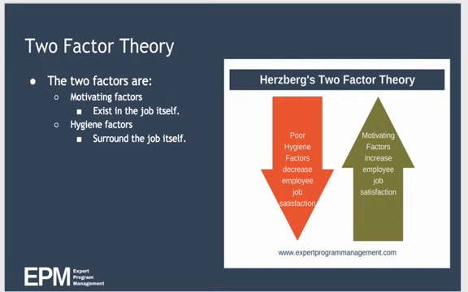Now, the two factors are firstly motivating factors, and the theory says that the presence of motivators or motivating factors can cause employees to work harder, and they are found within the actual job itself. And the second factor is hygiene factors. Now, the absence of hygiene factors will cause employees to work less hard. Now, hygiene factors are not present in the actual job itself, but they surround the job. And the impact of motivating and hygiene factors is summarized in the diagram you can see here.